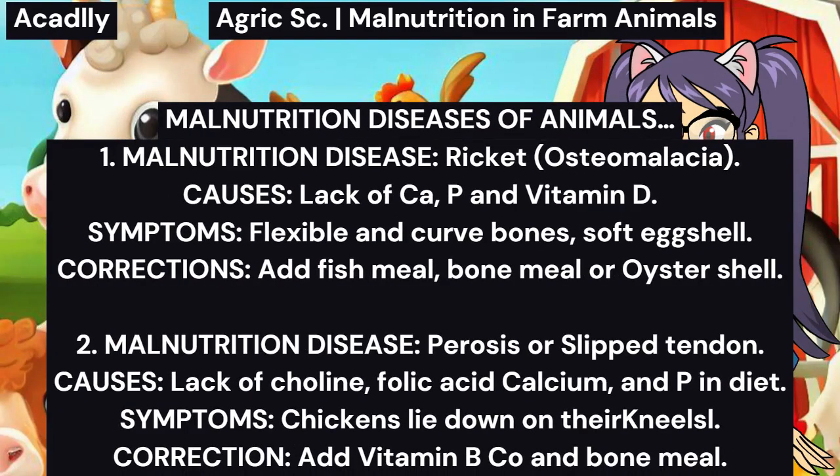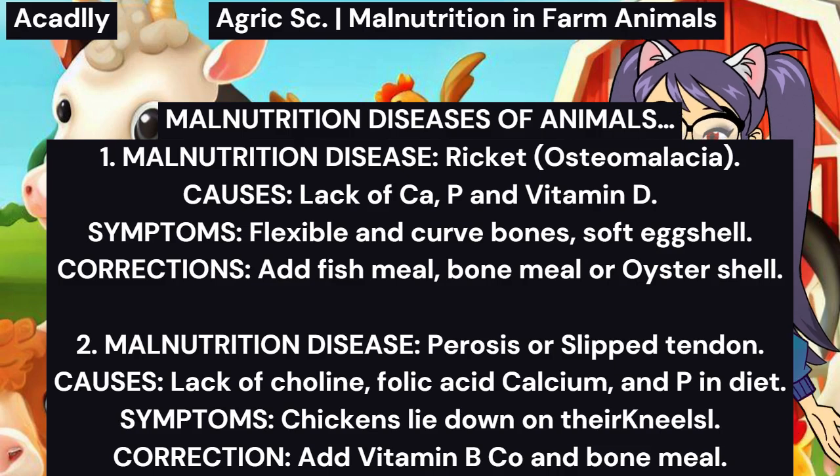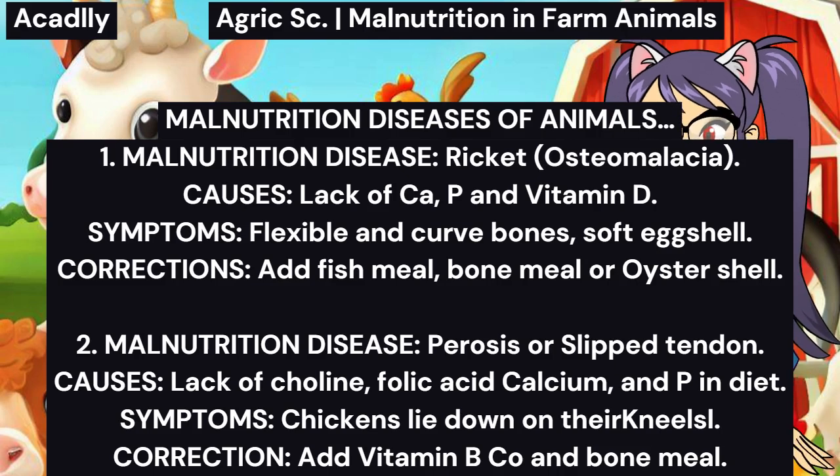Malnutrition diseases of animals. 1. Malnutrition disease, rickets and osteomalacia. Causes: lack of Ca, P, and vitamin D. Symptoms: flexible and curved bones, soft eggshell. Corrections: add fish meal, bone meal or oyster shell. 2. Malnutrition disease, perosis or slipped tendon. Causes: lack of choline, folic acid, calcium, and P in diet. Symptoms: chickens lie down on their hocks. Correction: add vitamin B complex and bone meal.